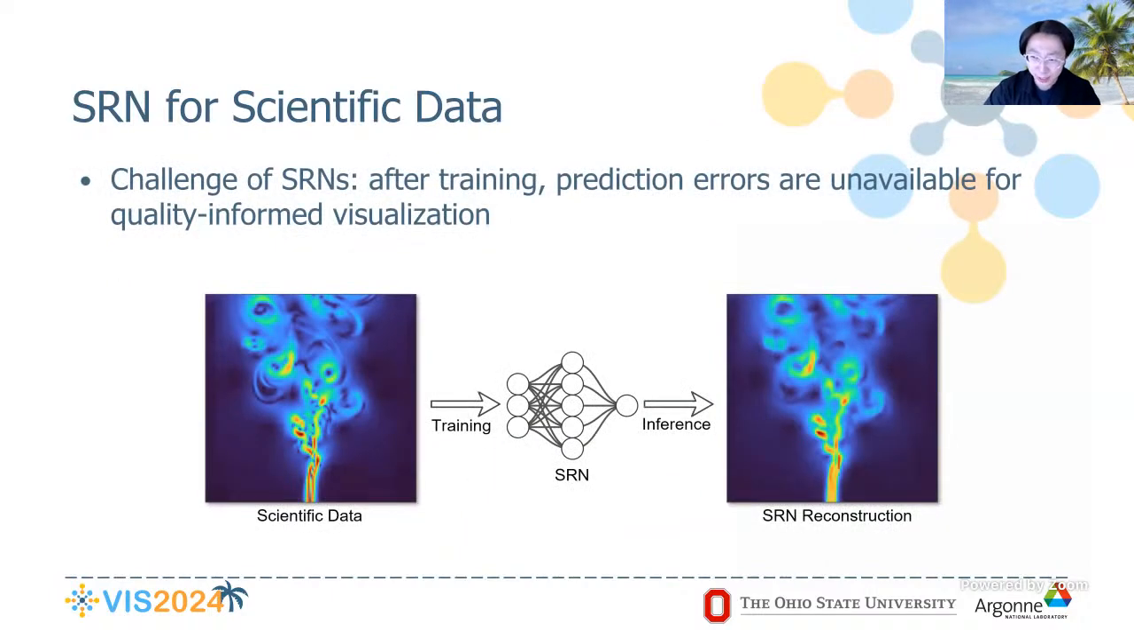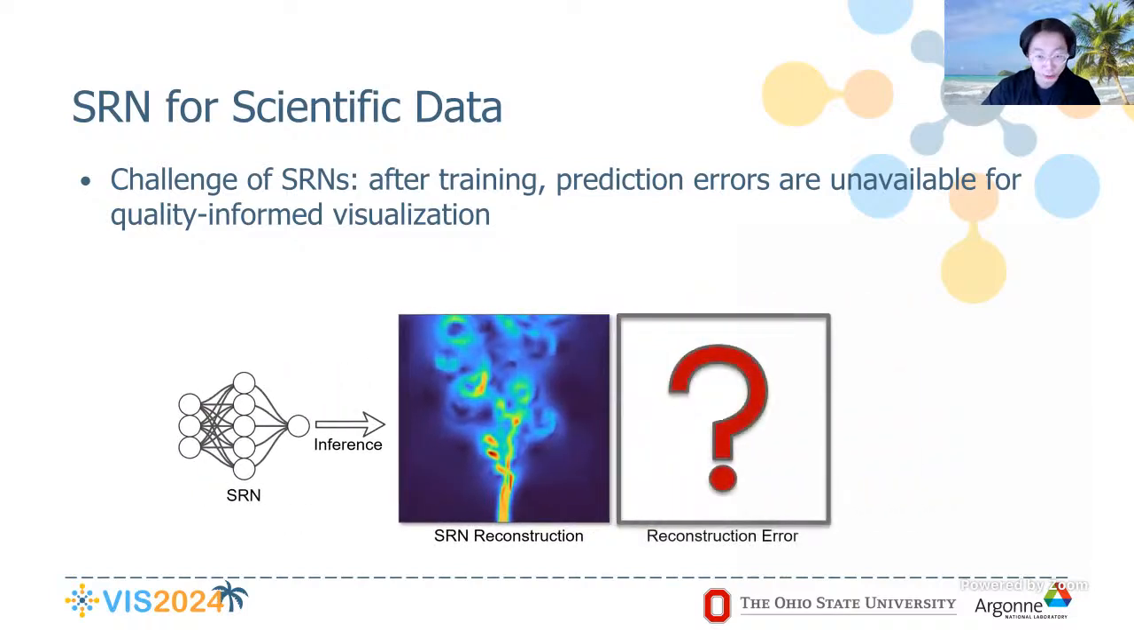However, an issue arises after the completion of SRN training when the ground truth data are discarded. During inference, we only have access to the reconstructed data and the visualizations without knowing their quality or errors, and this can be problematic when visualizing regions containing scientific features.